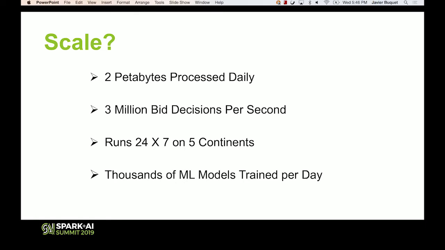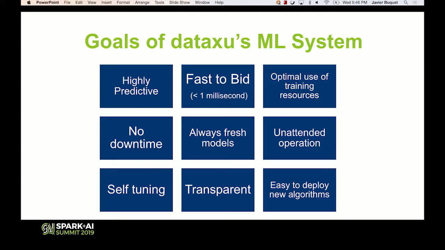Of course, it needs to run 24/7, on all continents. These bidding machines are spread across the world to reduce latency. And we train thousands of machine learning models per day. So what are the desired features of such a machine learning system? Of course, it needs to be highly predictive. It needs to be able to discriminate those good opportunities from those bad opportunities, so we bid the right amount. It also needs to be fast to bid. In less than a millisecond, we need to come up with a bid, and that's extremely low latency.